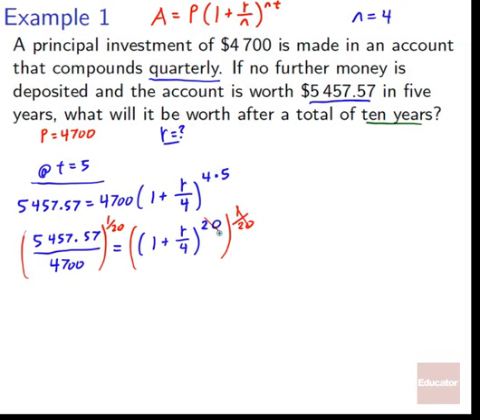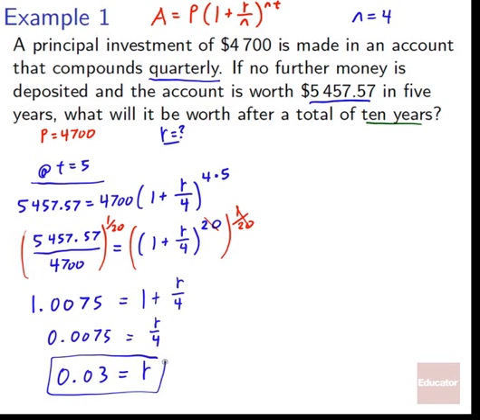So that cancels out here, and we're left with 1 plus r over 4. We take the 1/20th root of the 1/20th power, which is also the 20th root of $5,457.57 divided by 4,700, and that comes out to be 1.0075. We subtract 1 on both sides, we get 0.0075 equals r over 4. We multiply by 4 on both sides, and we finally get 0.03 equals our rate. So our rate in this case is a modest 3% return on investment.